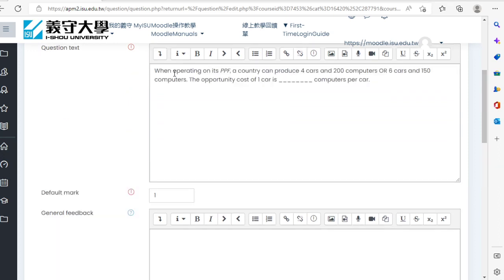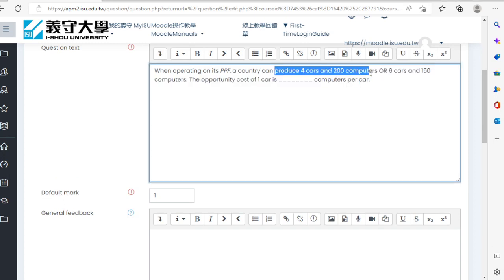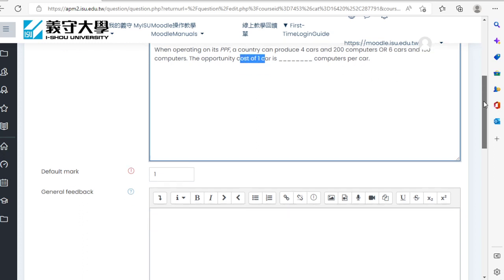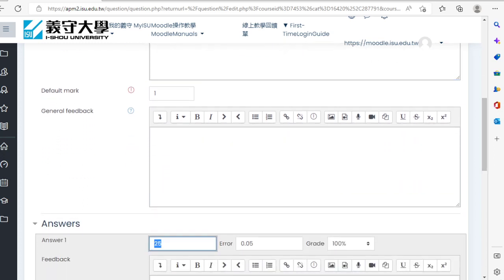And the last question, the country has a couple of options, producing 4 cars and 200 computers, or producing 6 cars and 150 computers. How much is the opportunity cost of 1 car in this range? As we move from one option of 4 cars to another option of 6 cars, we gain the production of 2 cars, but that comes at the cost of losing the production of 50 computers. 50 computers for 2 cars, so each of those cars will have an opportunity cost of 25 computers produced.